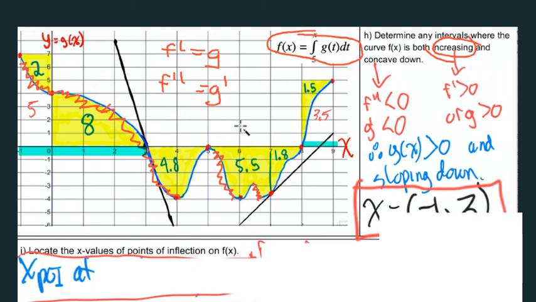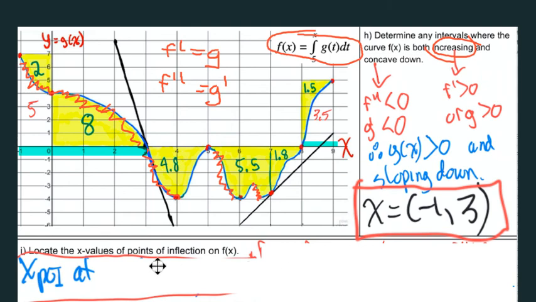So I'm looking for where both of those are true. Well, look at this. We can see very clearly the only location where g prime is negative, so that means a negative slope on g, sloping down, and where the y value on g is positive. Again, what does the y value on g measure? The y value on g measures the slope of f. Okay. So the interval is going to be from -1 all the way to 3.